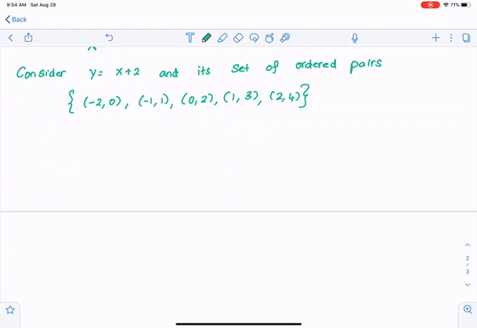Now that is a set of ordered pairs because numbers have a natural ordering. We only write it as 1, 2, 3, 4, 5, 6. We don't write it as 2, 1, 4, 3, 6 on the real number line. So numbers have a natural ordering, which is why we call these ordered pairs.